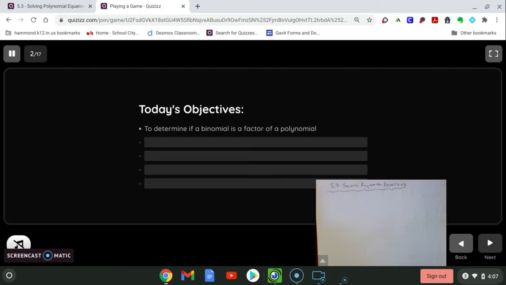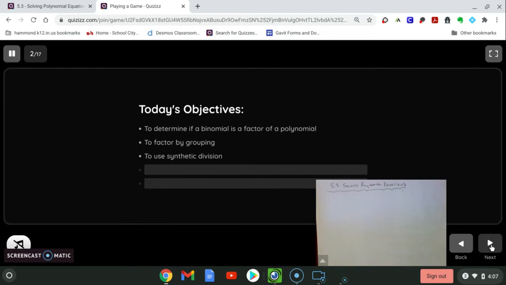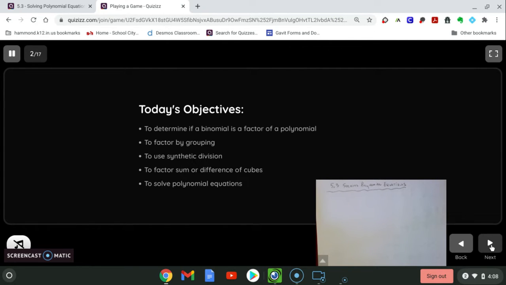And so the things that we're going to look at today: determining if a binomial is a factor of a polynomial, factoring by grouping, using synthetic division, which we talked about last time, and factoring sum or difference of cubes. And this sounds like a lot of objectives, but all this goes together towards our main takeaway from today, which is to be able to solve polynomial equations.